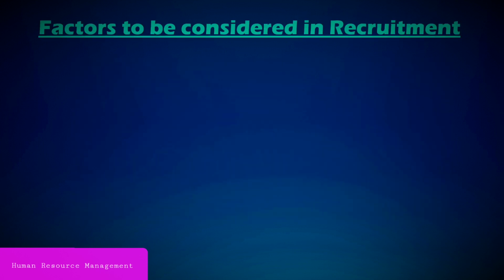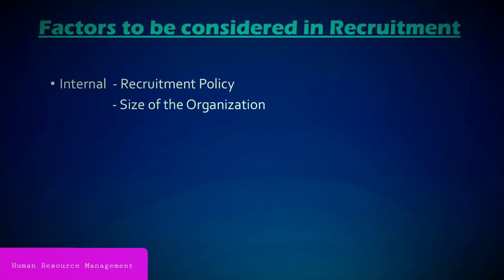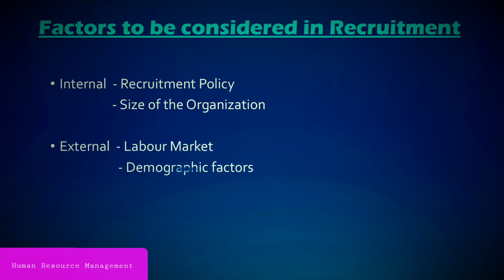After completing all the steps I discussed earlier, as the sixth step, you have to implement the recruitment process. That means you have to create a recruitment pool. After creation of the recruitment pool, you have to evaluate the effort of recruitment. And finally, let's discuss some factors to be considered in recruitment. There are internal factors and external factors. Some of the internal factors are recruitment policy, size of the organization. Then some of the external factors are labor market conditions and also demographic factors.